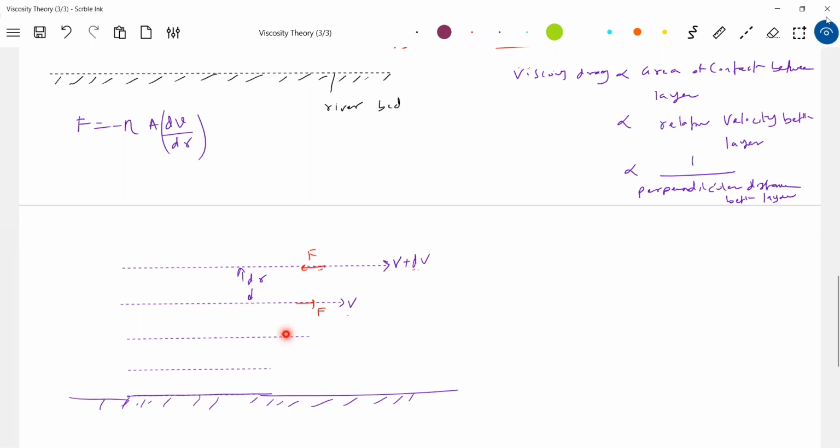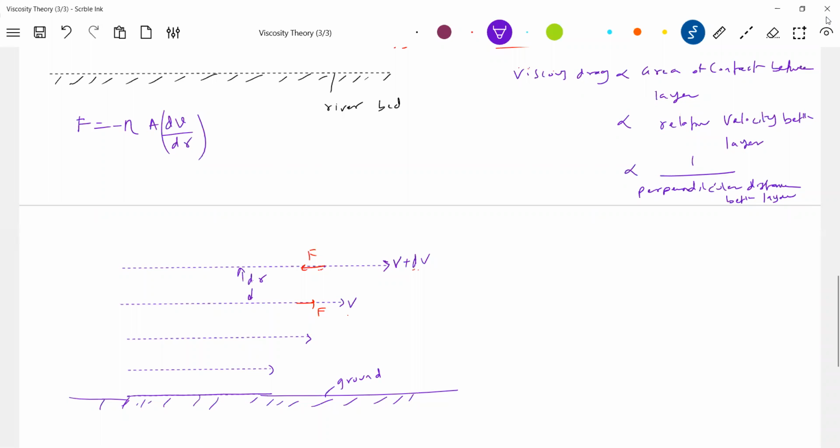Sir, will there be any viscous drag on these two? Yes, it will be there. So like that, we can go for all of them. If you check the velocity profile, the length of the arrows will indicate the speed of the layers. And the layer which is in contact with the ground will be almost at rest. It will have zero velocity.